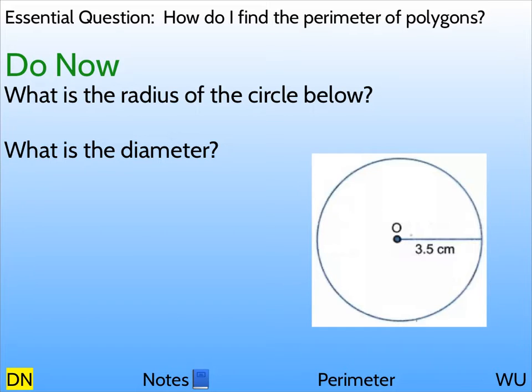Alright, hopefully you've all had a nice chance to do the do now. Remember, the radius is like half the circle. It goes from the center to the edge of the circle. Right here, here's the center. Here's a point along the edge. The radius right here is 3.5 centimeters.